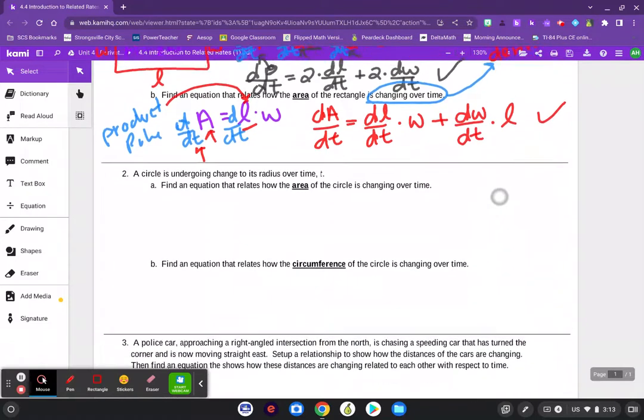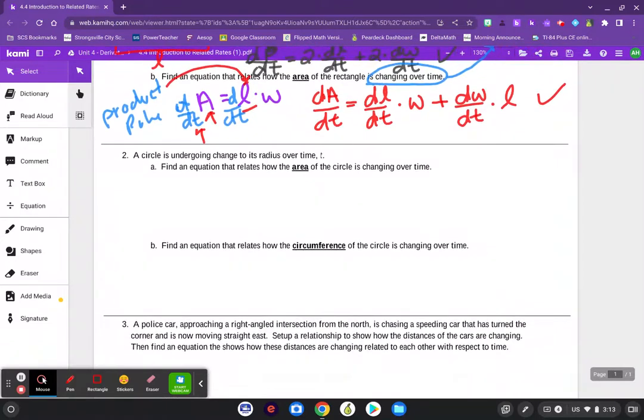All right, let's talk about the next example. The next example is a circle. They like to work with circles quite a bit. So a circle is undergoing change to its radius over time. Find an equation that relates how the area of the circle is changing over time.